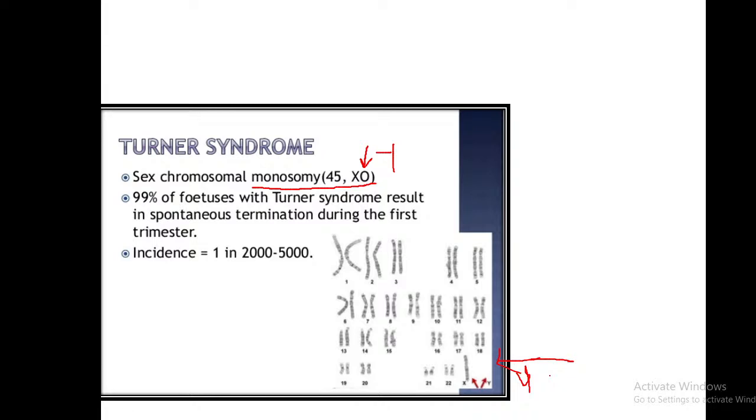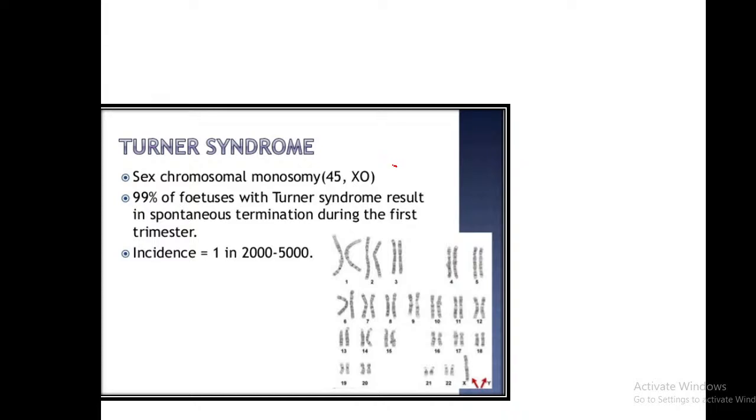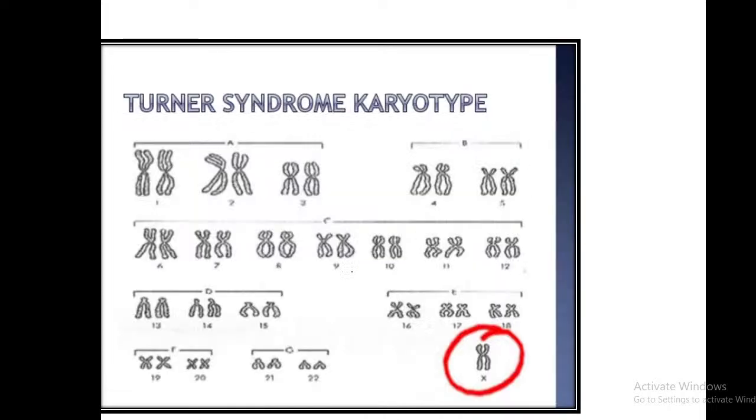The disease appears in about 1 per 2,500 live female births, and they will be phenotypically females. They are females, and they have webbing of the neck. Here you can see the Turner syndrome karyotype more clearly. One X chromosome will be missing. The condition called XO is this karyotype, which shows the XO condition, that is Turner's syndrome.